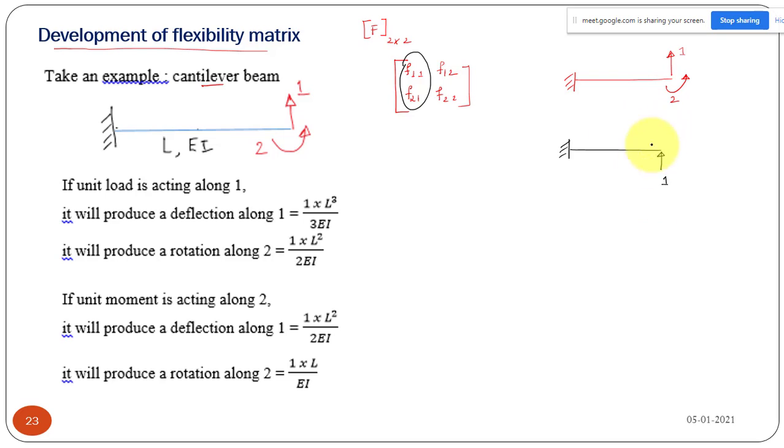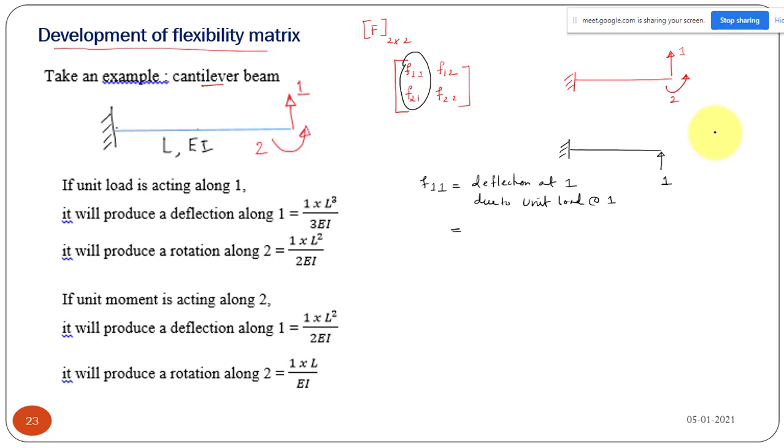Okay, and find out the displacement at 1 and force at 1, that is F11, and displacement at 2 due to force at 1, that is your F21. So what is your F11? I can say it is a deflection. It is your deflection at 1, deflection at 1 due to unit load at 1. So what is that value?